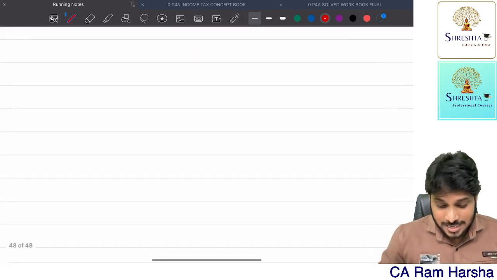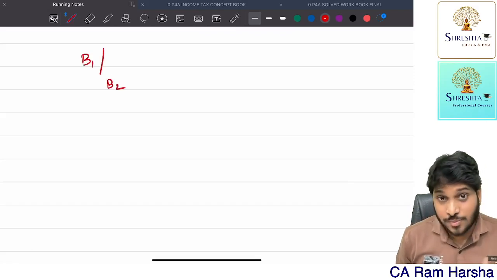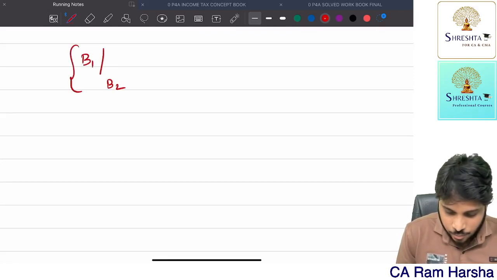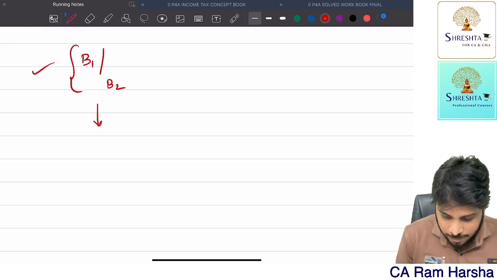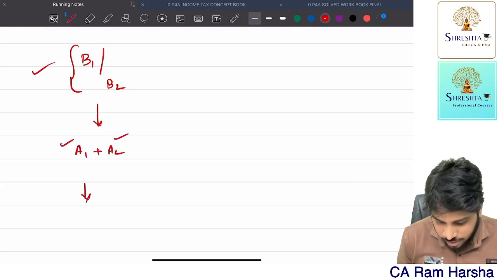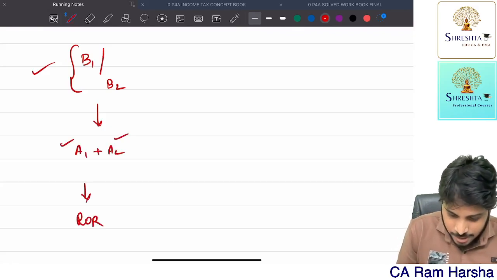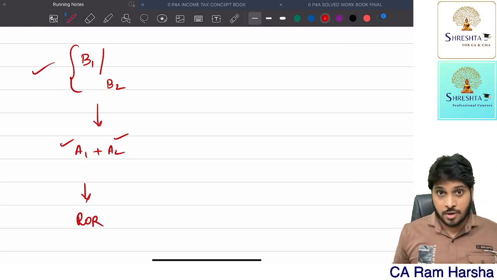Now let us conclude. Suppose an individual satisfied B1 or an individual satisfied B2, any one satisfied. Then we will check A1 plus A2. If both are satisfied, then straight away we call him resident and ordinarily resident. So what is B1, what is B2, everything you know.